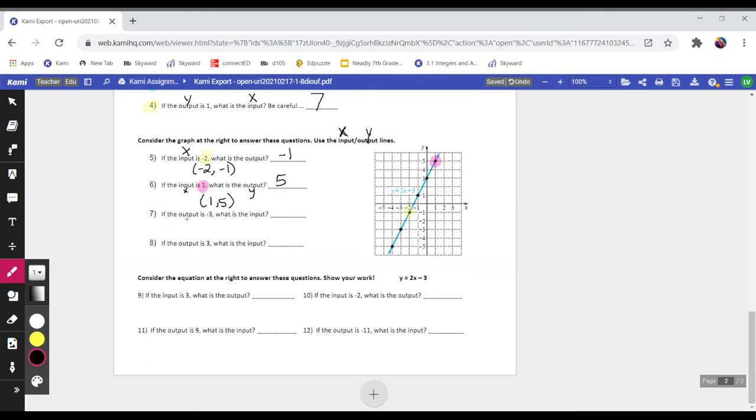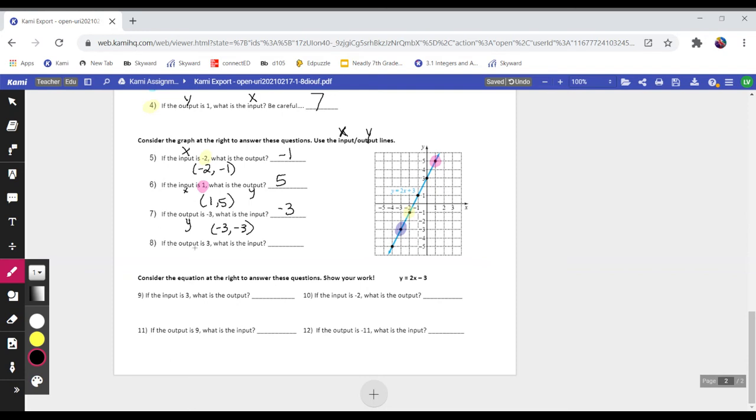For number 7, if the output is -3, if my Y value is -3, what's the input? Well, it's going to be something comma -3. So this time, instead of starting at the origin and going left 3, I'm actually going to start at the origin and go down 3. Then it corresponds, let me change my color, to this point right here, (-3, -3). So what's the input? -3.